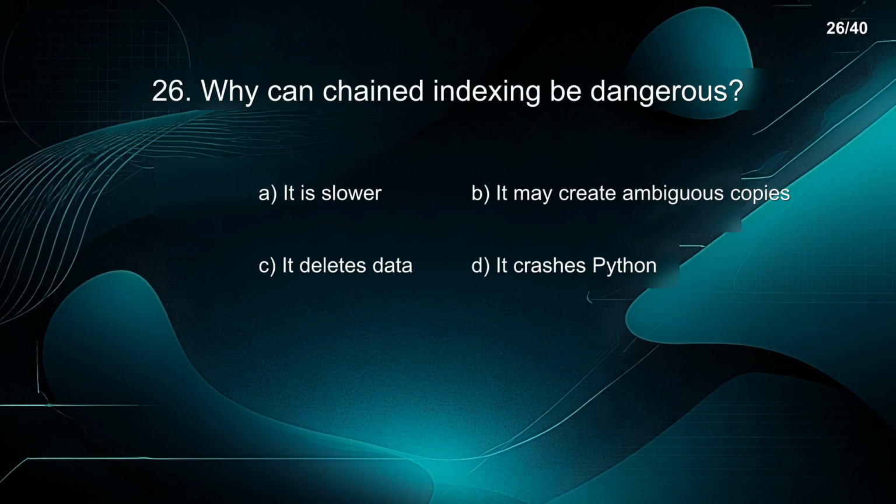26th question. Why can chained indexing be dangerous? A. It is slower. B. It may create ambiguous copies. C. It deletes data. D. It crashes Python. Correct answer is B. It may create ambiguous copies.